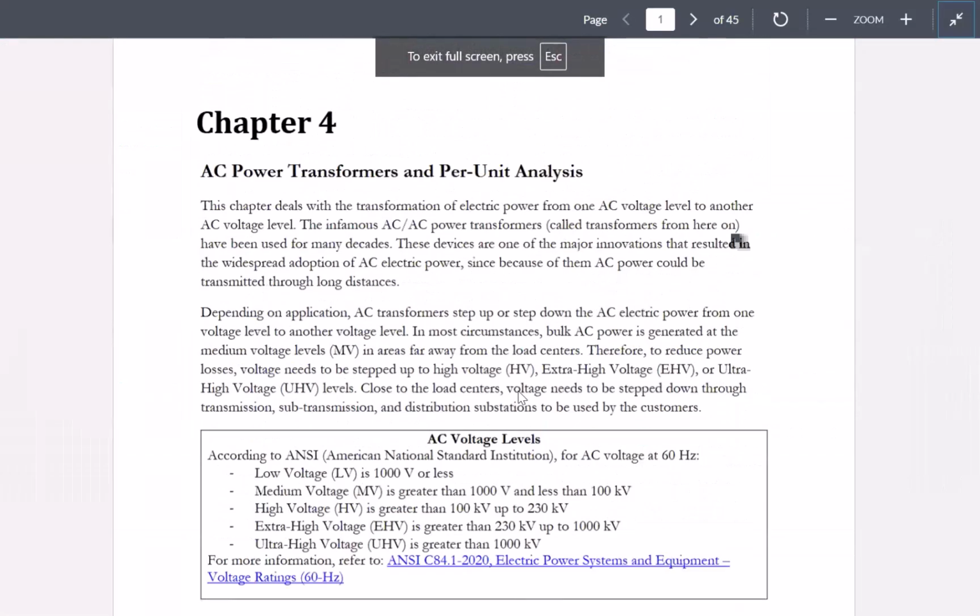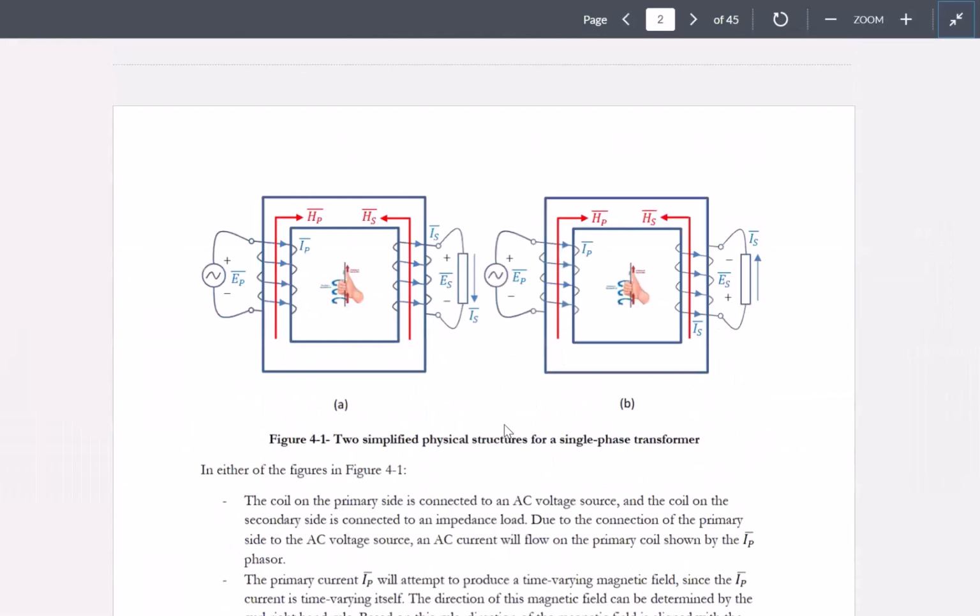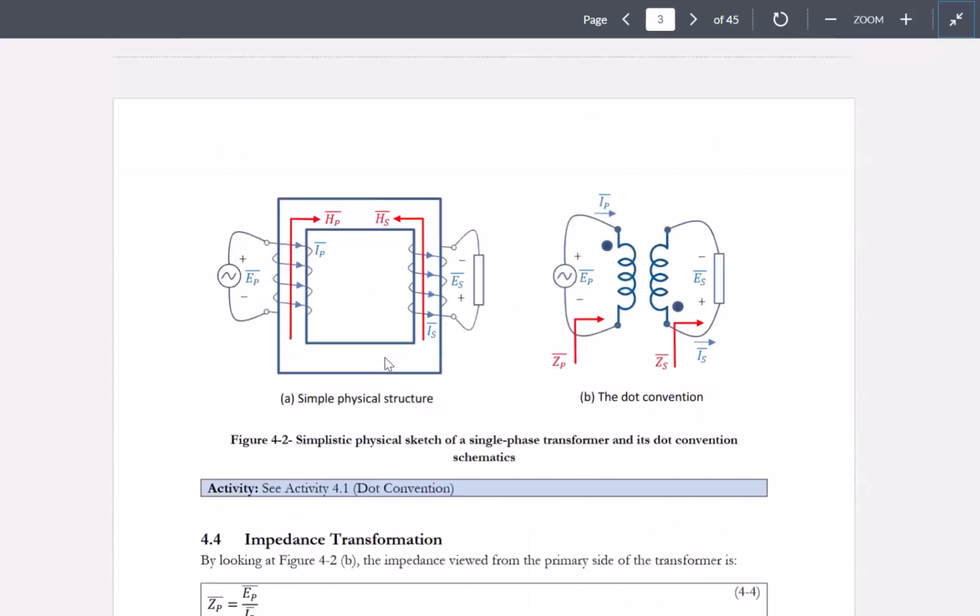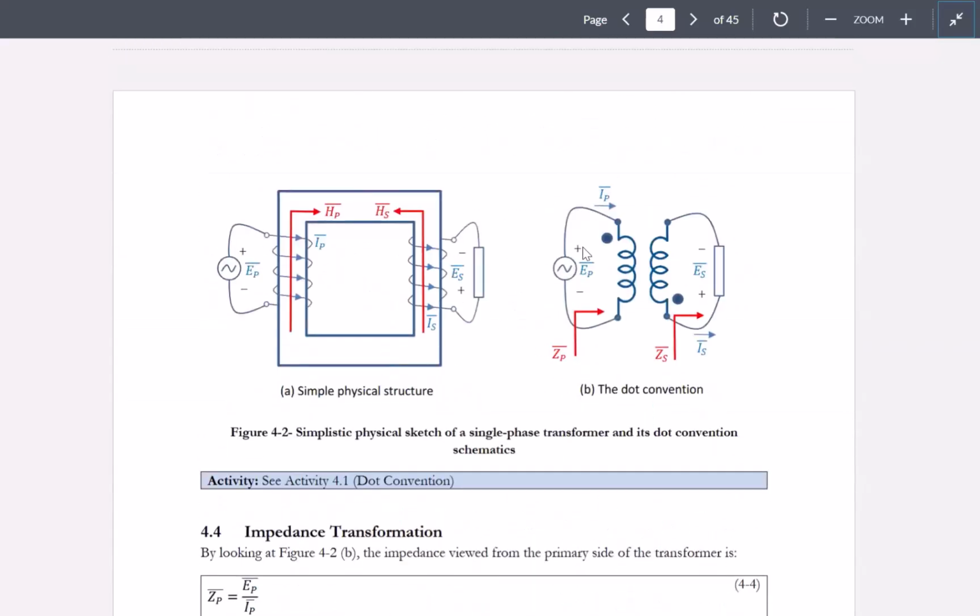So if you recall, we talked about transformers last time and the ideal transformer. Basically, we explained how voltage is produced. If there are two windings on the transformer, one side is connected to a source, the other side to the load. And we also explained the dot convention.